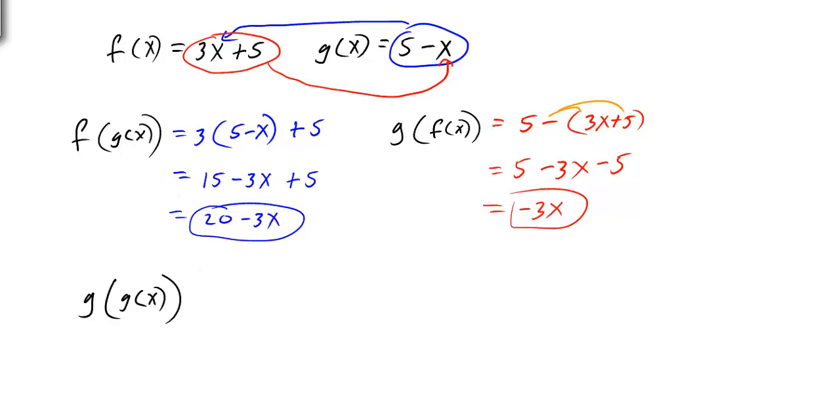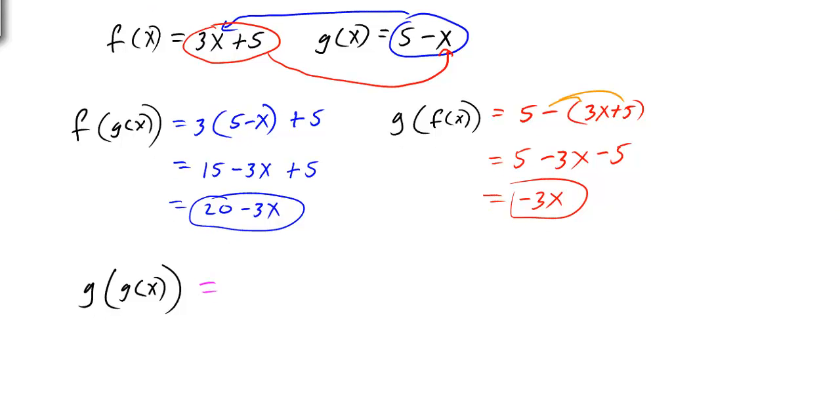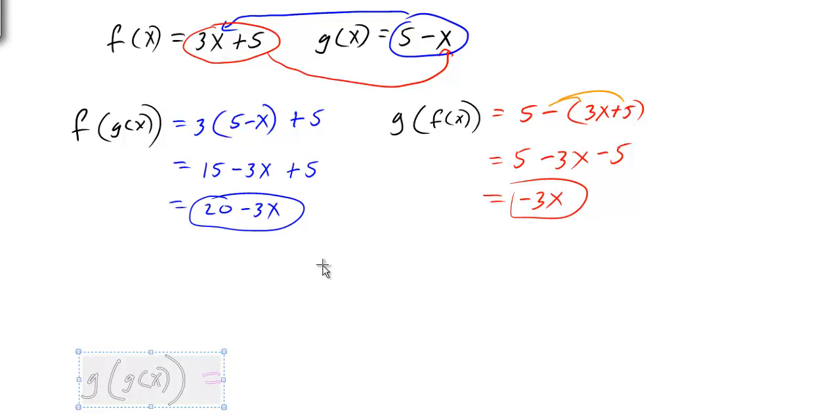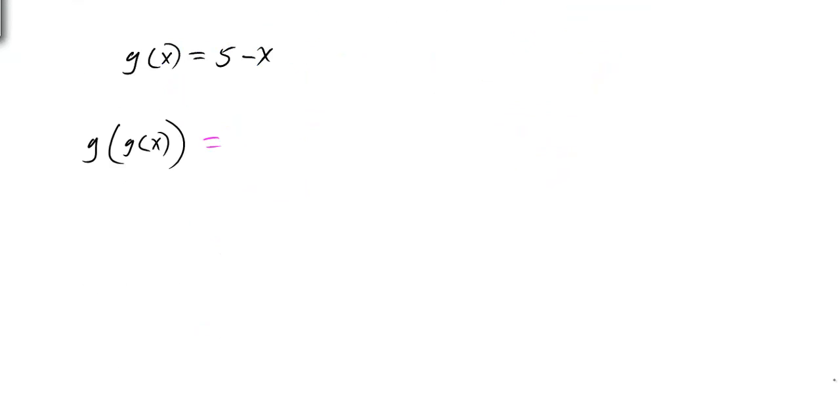And if you want, pause the video and see if you can figure this one out. Well, this one says we're looking for g of g of x. That means we want to take function g and basically substitute it into itself. So let me rewrite this. If we bring down function g, which is simply 5 minus x, we want to substitute its function g of x.